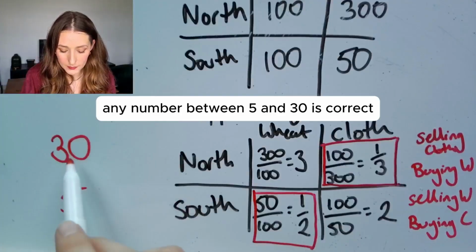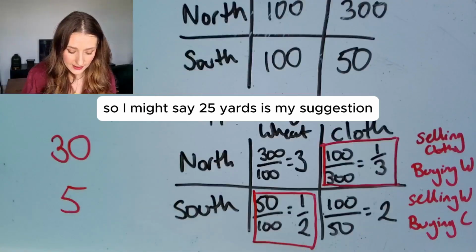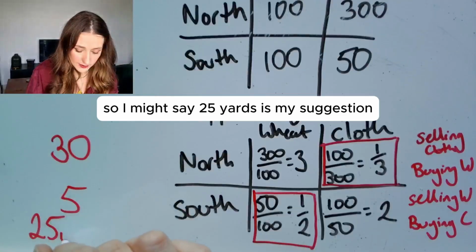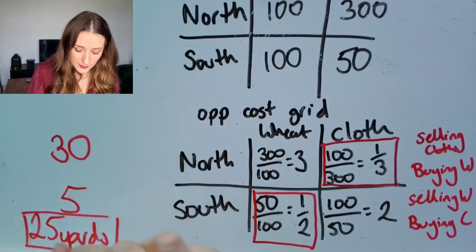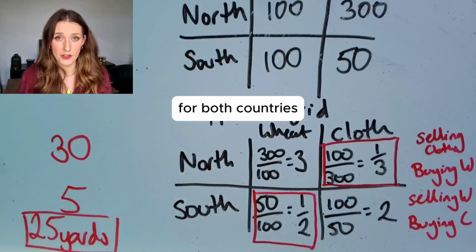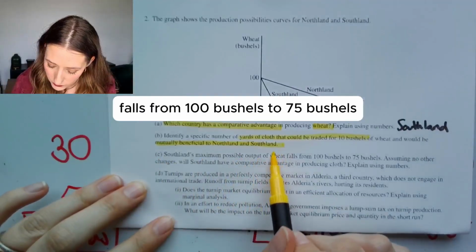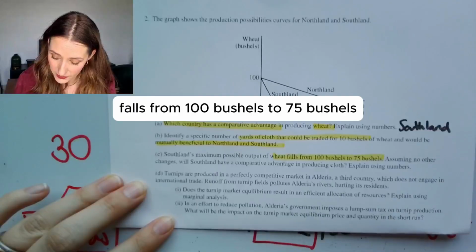Any number between 5 and 30 is correct. So I might say 25 yards is my suggestion. Any number between the two would mean it's a mutually beneficial trade for both countries. Southland's maximum possible output of wheat falls from 100 bushels to 75 bushels.